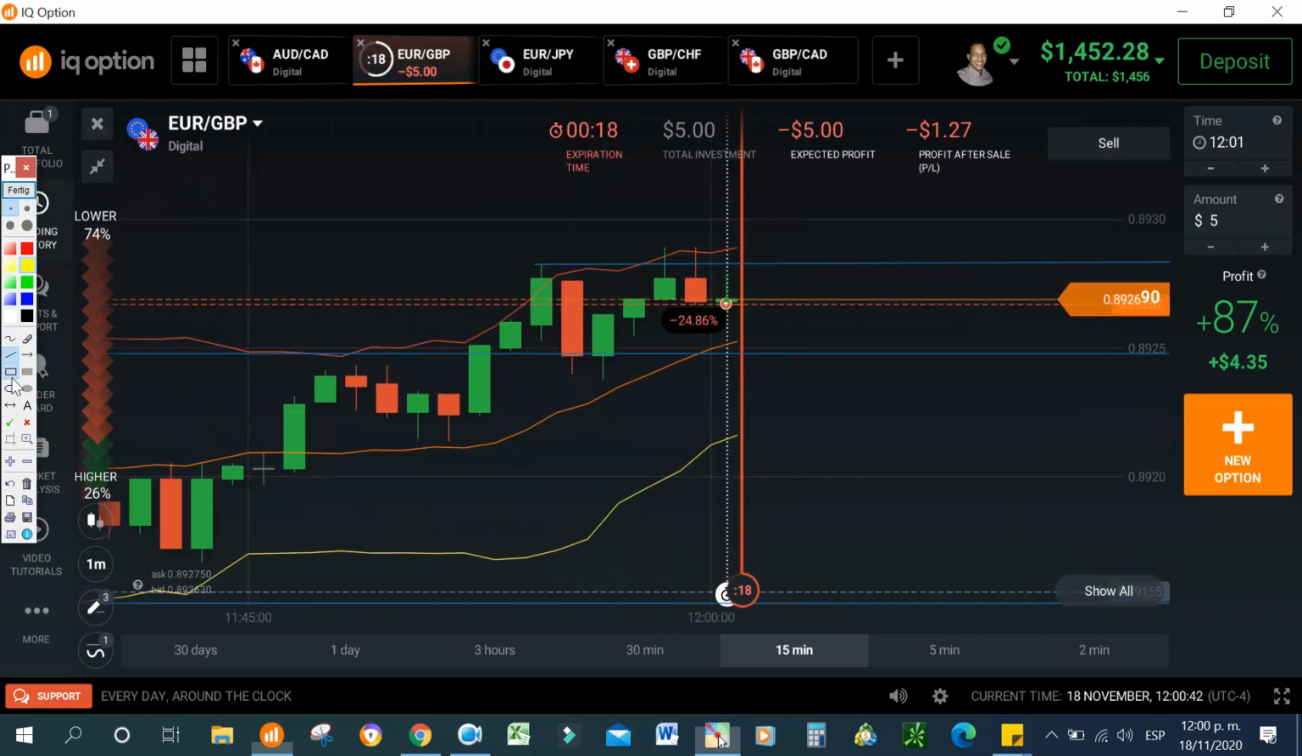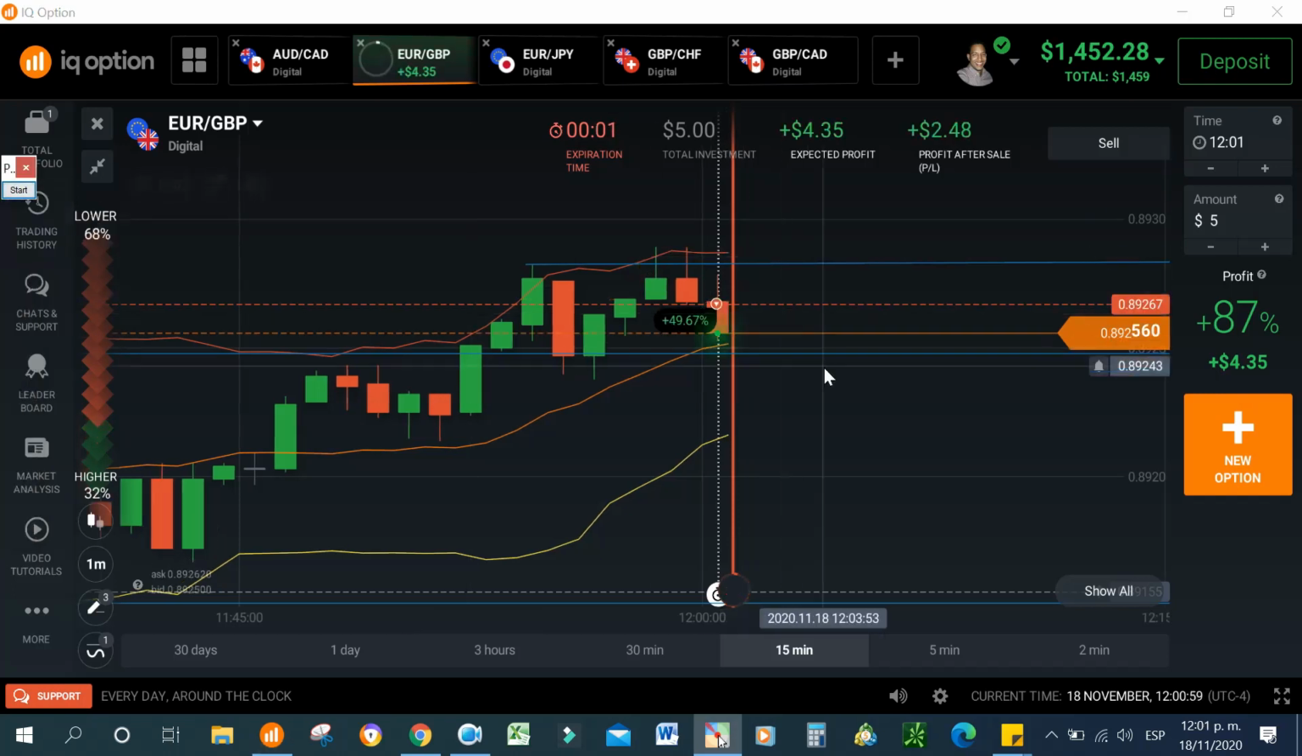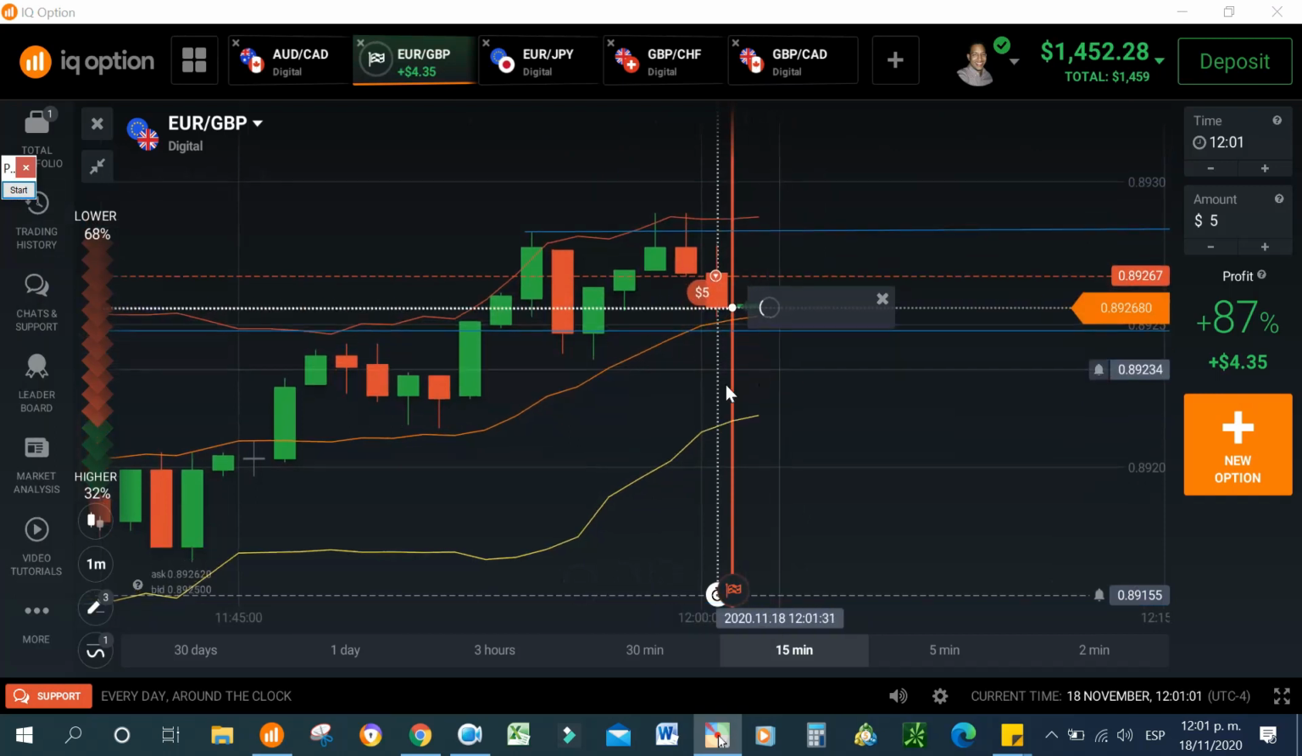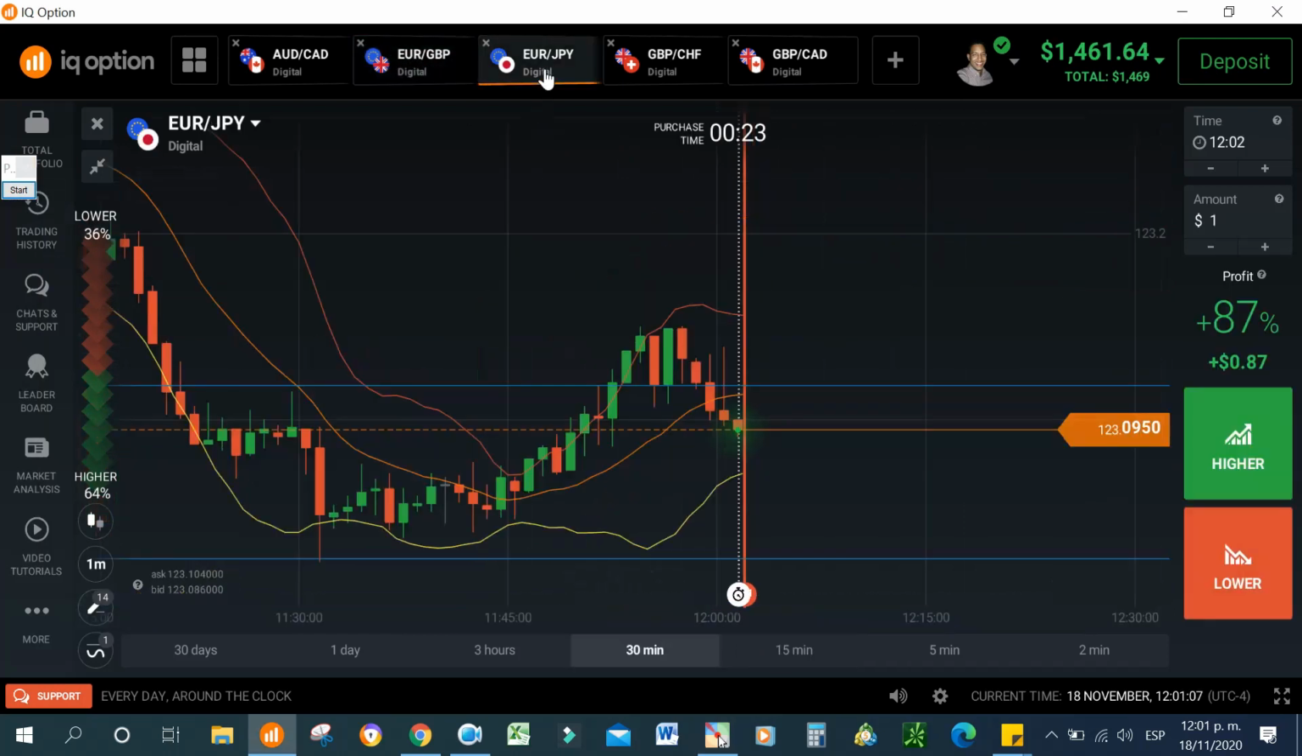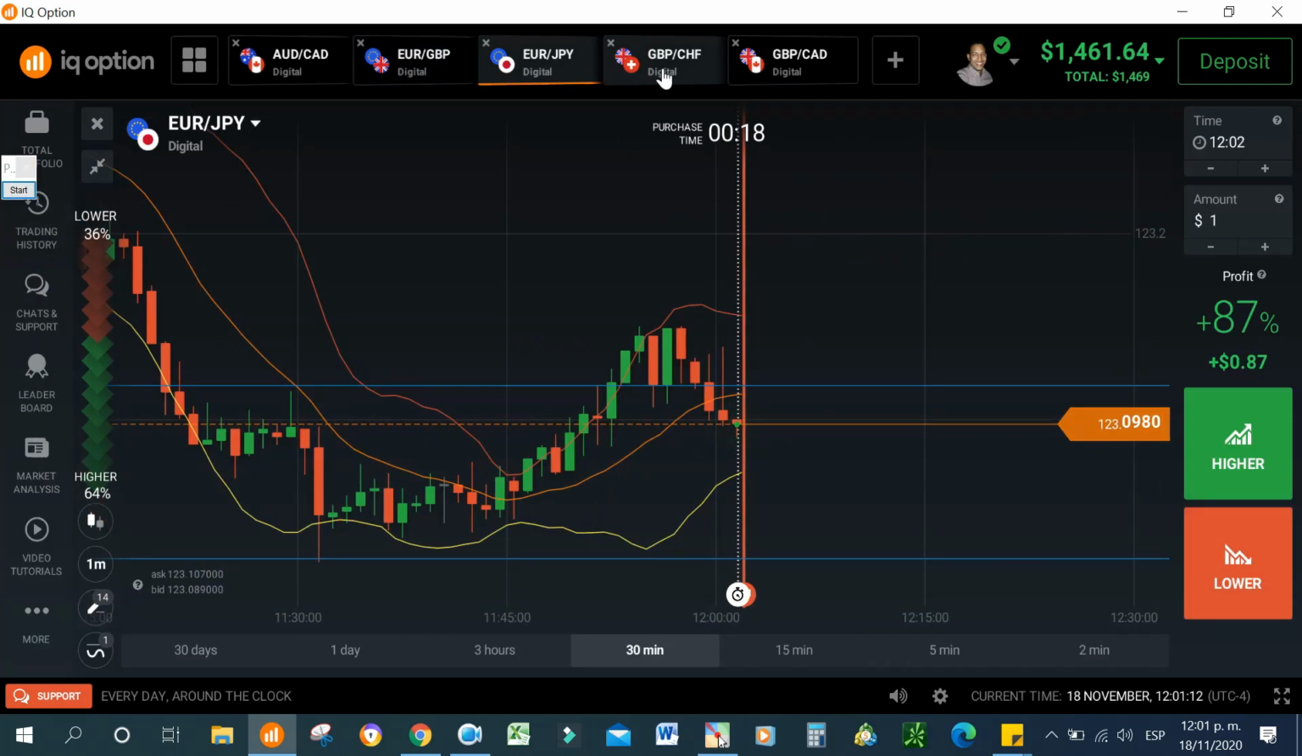Alright, let me tell you something, guys. These two candlesticks work as a double root. And we won this trade too, guys. So it's not that hard if you practice this kind of entries a lot.